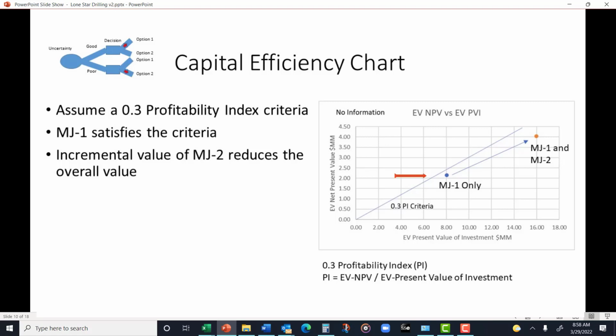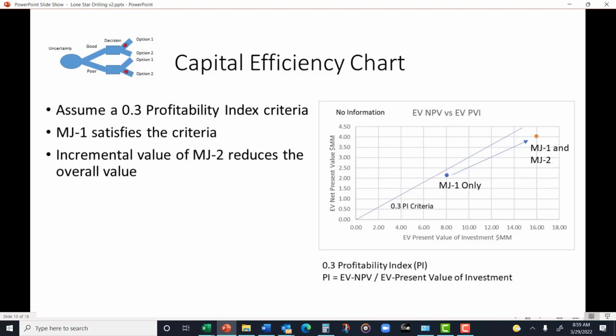So if I look at MJ1, the present value of the investment is, I think, $8 million, and an NPV of a little over 2. If I look at MJ1 and MJ2, so now this is adding MJ2 incrementally, you can see this dot moves over to here, and the slope of this line is less than my 0.3, meaning that adding MJ2 is below the 0.3 PI criterion. So if that was my hurdle rate for doing a project, I really wouldn't do MJ2 in addition to MJ1. I would pass on it.